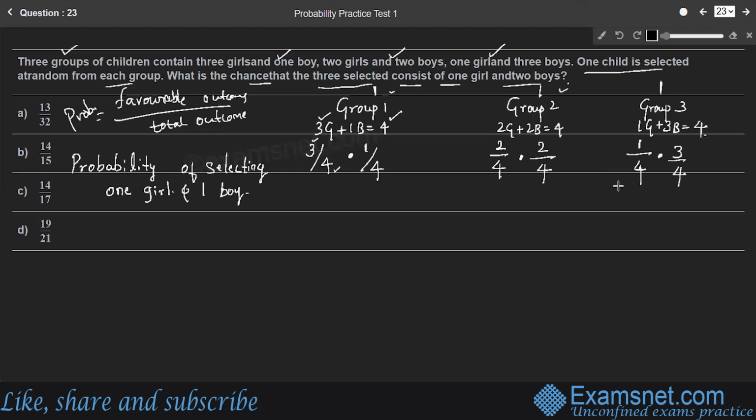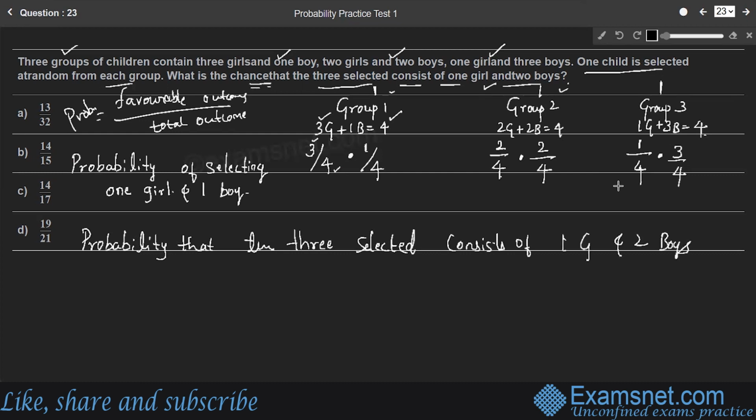Now come to the question. What is the chance that the three selected consist of one girl and two boys? We have to consider three kids here. Just imagine you have selected one girl from group 1, which is 3 by 4, and the remaining two should be boys. So from group 2 you select one boy, which is 2 by 4, and one boy from group 3, which is 3 by 4.